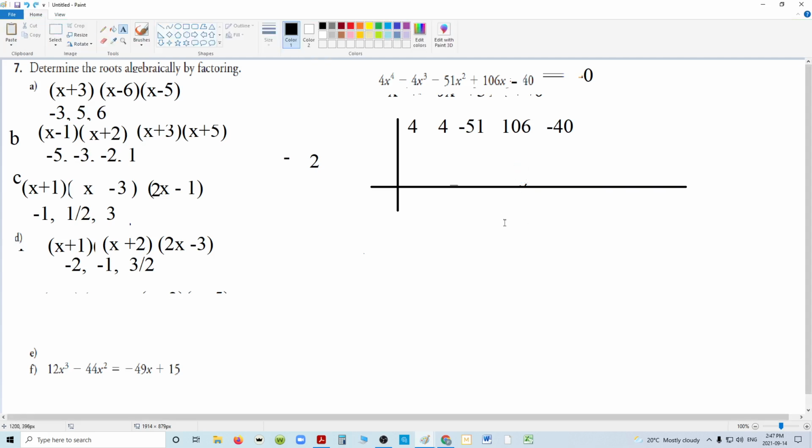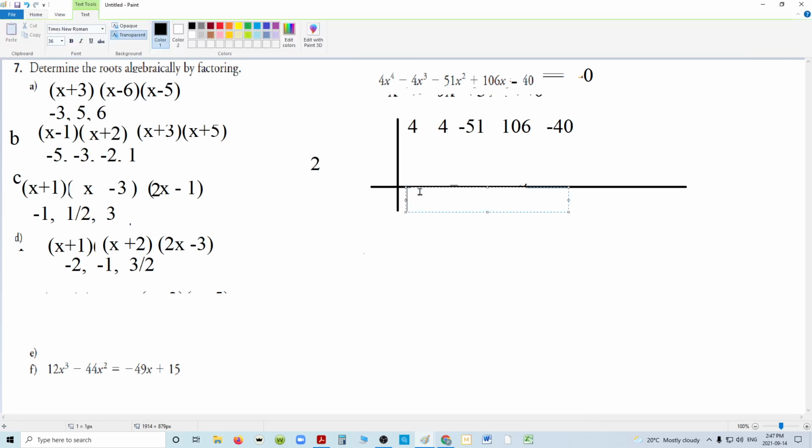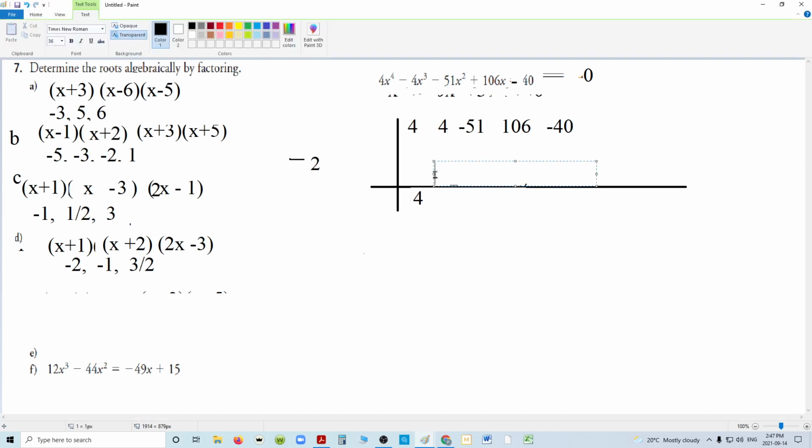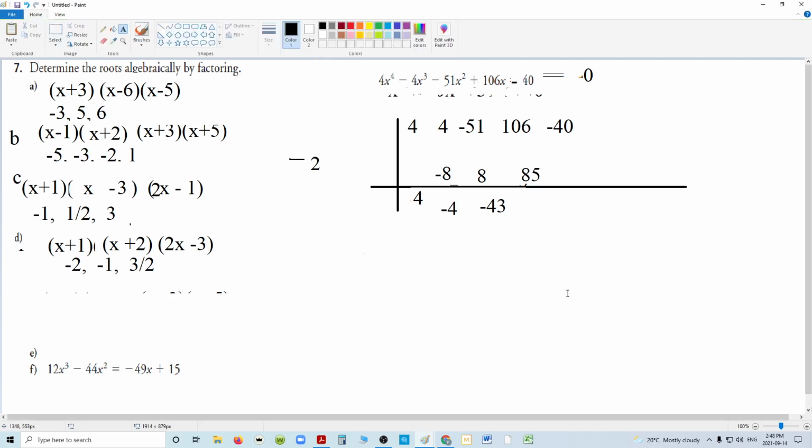Let me try plus 2 again. I think I just got something wrong, but who knows? I'm going to try plus 2 again. No. Okay, let me try minus 2 again. You never know when you get tired. You make weird mistakes. Yeah, that's not it. Okay, let's try minus 3.